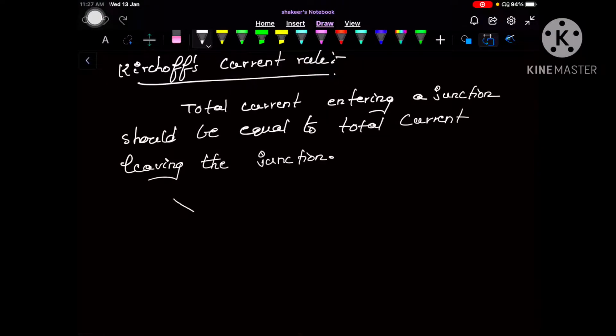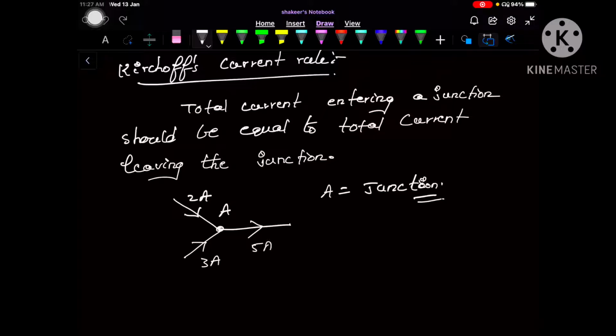For example, consider this is one junction here. So this point A I can call one junction. Junction means that point where two or more branches get joined with each other. So here if 2 amperes of current is flowing in this branch and 3 amperes of current is flowing in this branch, then definitely I can say 2 plus 3, 5 amperes of current will flow in this branch. This is called the junction rule, or you can call it Kirchhoff's current rule. This is according to the law of conservation of charge.